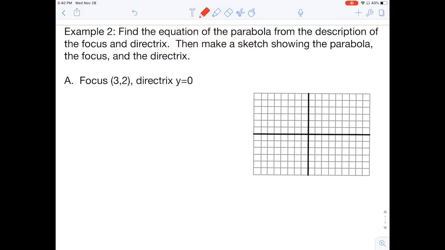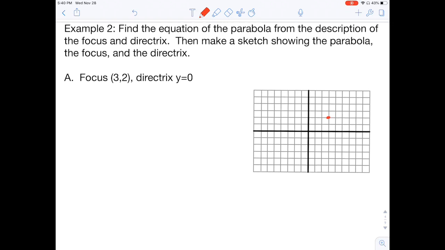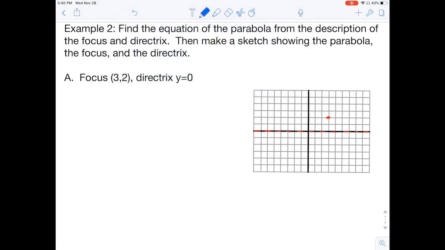So the first thing that you're going to do is you're going to plot the given information on our coordinate grid. So I'm going to plot my focus, which is at 3, 2. And I'm going to plot my directrix, which is the line y equals 0. Next, we're going to find the vertex. Now, the vertex is the point right in the middle between the directrix and the focus. So this is the point, that is my vertex.